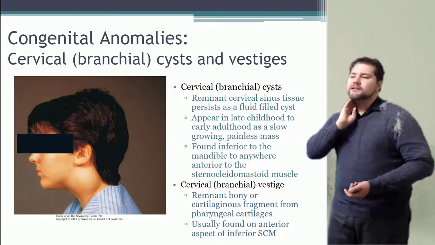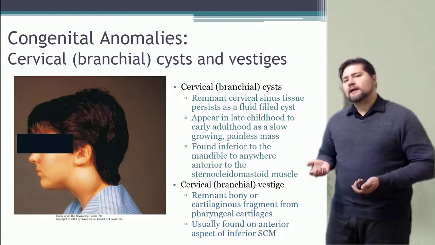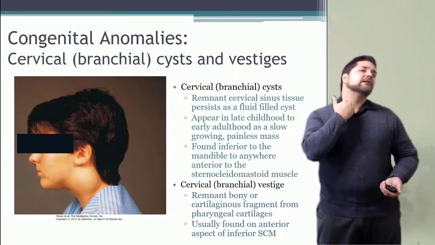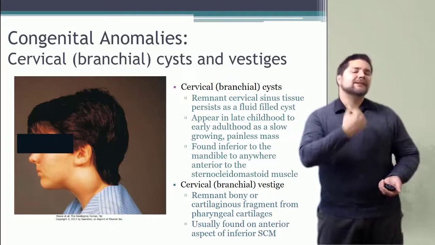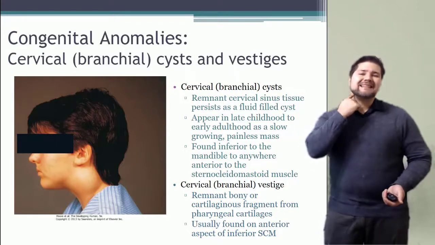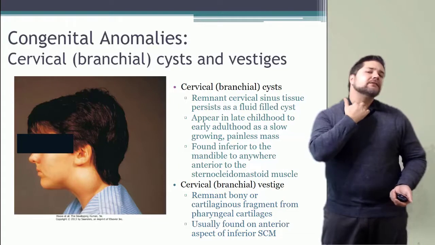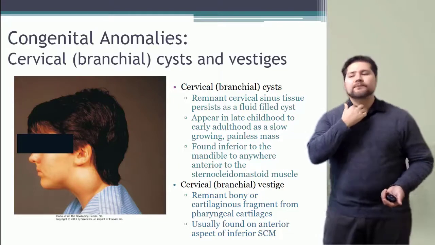Now the vestiges are going to be bony fragments that are actually going to be on the lower end of our neck and the inferior portion of our sternocleidomastoid, just anterior to that. So cervical cysts should be up a little more superior. Cervical vestiges should be inferior.